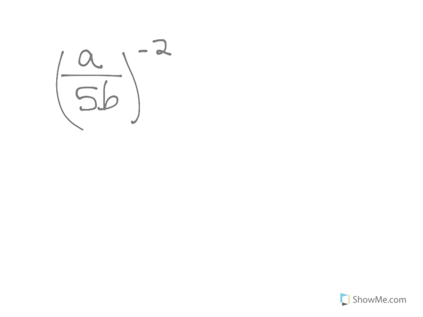And finally, our example of an entire quotient raised to an exponent. In this case, the exponent is negative. Remember that negative means we're going to take the reciprocal. So I'm going to go ahead and rewrite this as the reciprocal, 5b over a, raised to not the negative second any longer, but to the second power.